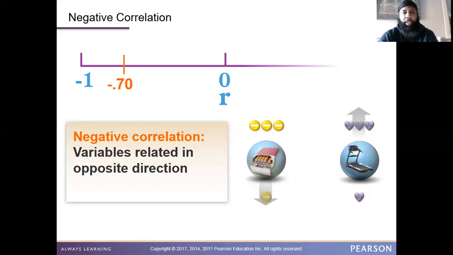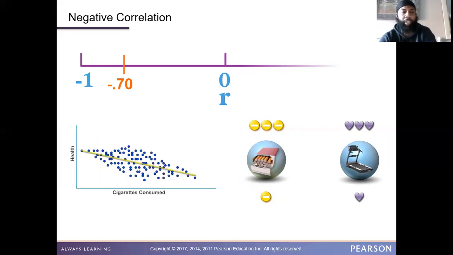Negative correlations, then, are the opposite direction, right? So the more you smoke, the less likely you are to exercise. The more you exercise, the less likely you are to smoke. I've met people who exercise and smoke. They're very weird individuals. It's hard to do both of those things, especially since they don't go together, right? But it can happen. So you've got two variables that are related in the exact opposite direction, okay?